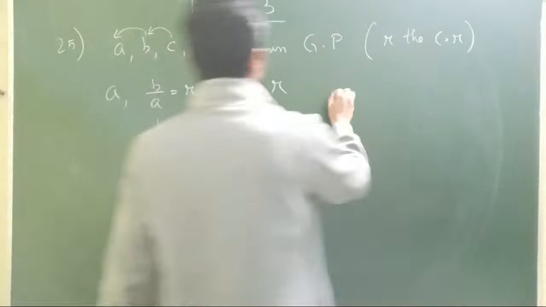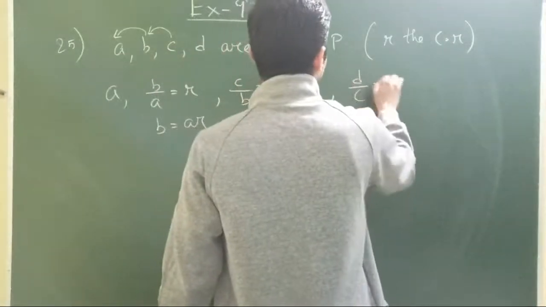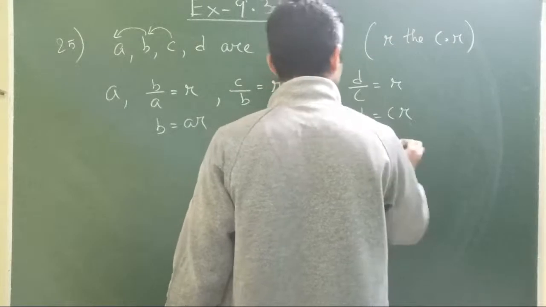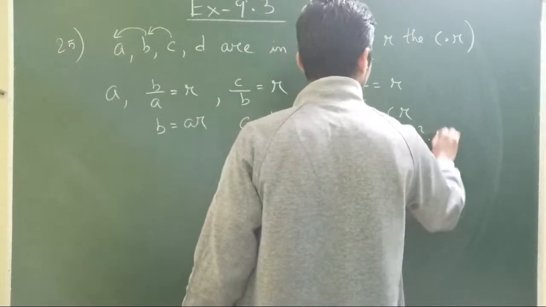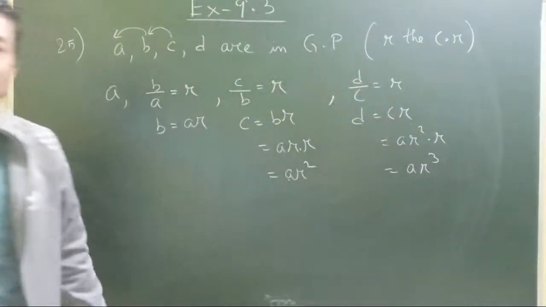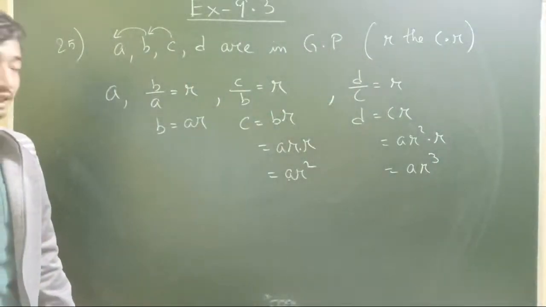And D by C should also be r. D is equal to Cr. C value is ar squared into r. So that's again ar cubed. Right? Simple as that.